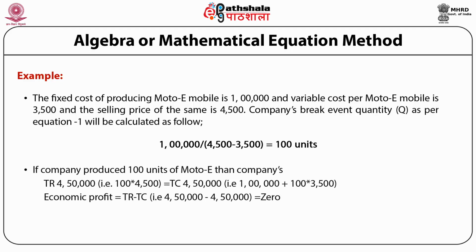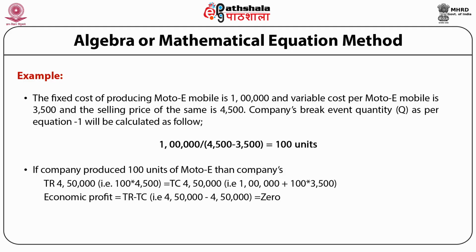That means if the company produces 100 mobiles, then only will the company be at the break-even point. So in case of 100 units of mobiles, the company's total sale will be equal to 100 into 4,500, that is 4,50,000, and its total cost, that is fixed cost 1 lakh plus total variable cost, that is 100 into 3,500, that is 3,50,000. 3,50,000 plus 1 lakh is equal to 4,50,000.